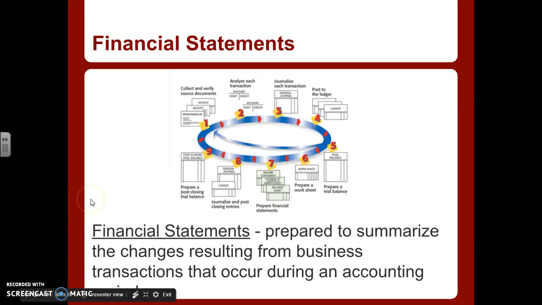All right, reviewing the accounting cycle. Step number 7 is the financial statement section. Financial statements are prepared to summarize the changes resulting from business transactions that occurred during an accounting cycle or an accounting period. These are the statements normally given to the business owner to determine whether or not there's net income, changes in the owner's equity, as well as the balances of our permanent asset, liability, and owner's equity accounts in the balance sheet.